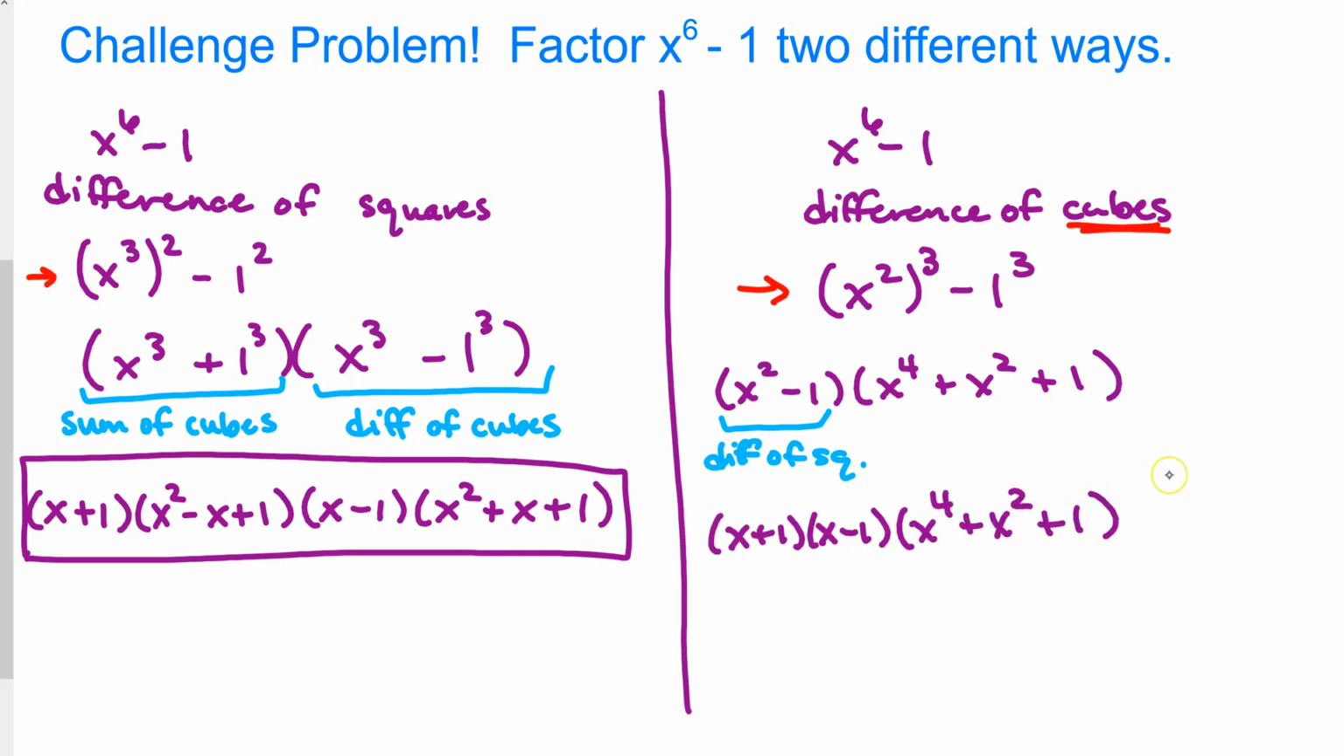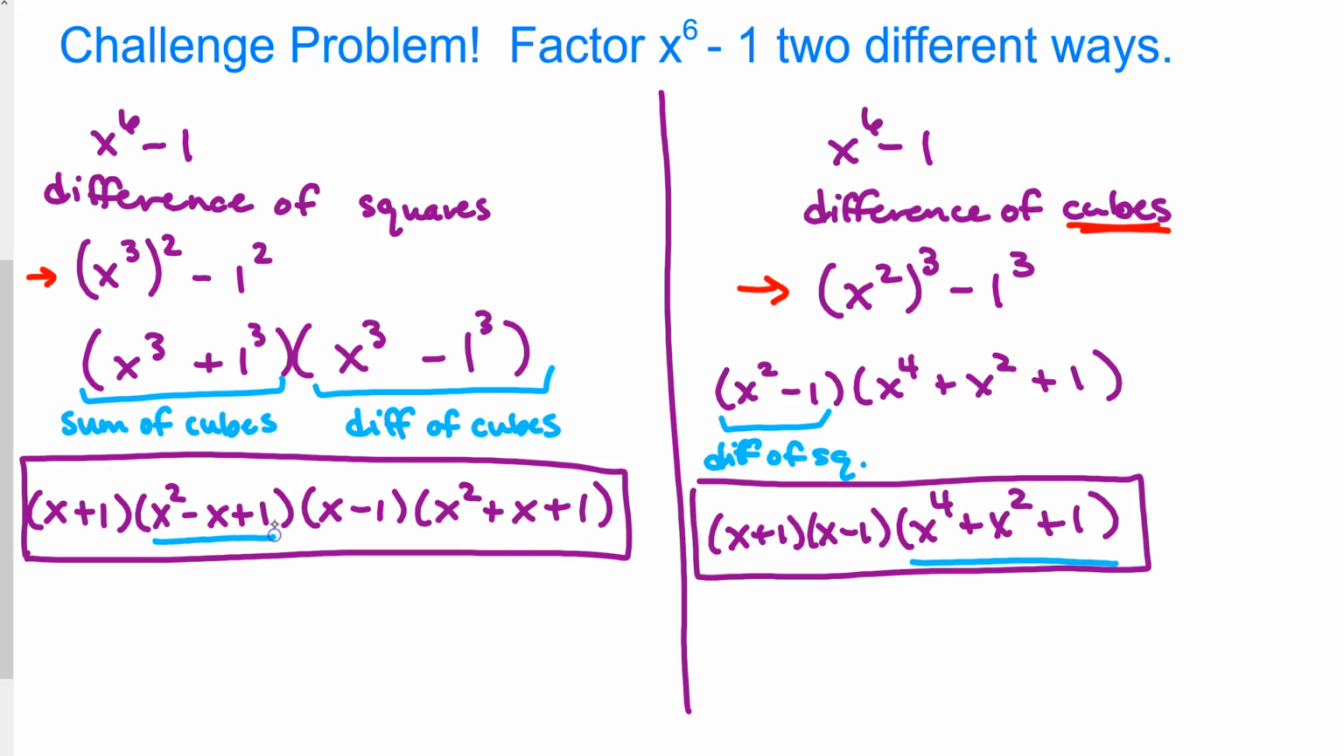Now, I don't know about you, but I'm seeing these answers look different. And what I'm thinking is that's telling us that x to the 4th plus x squared plus 1 actually could be factored into x squared minus x plus 1 times x squared plus x plus 1. We don't really have the skills to factor in that way, but now we see that those are equivalent.